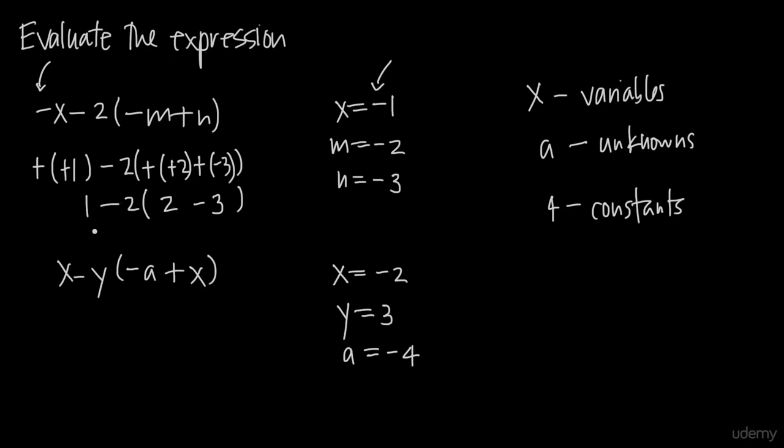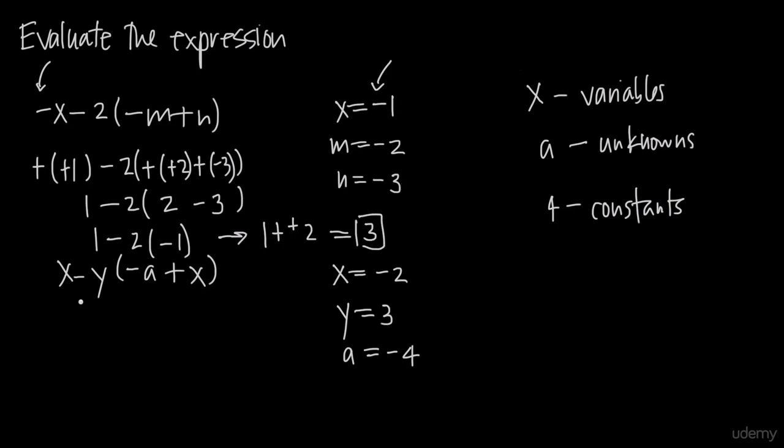Now we're going to simplify the value inside our parentheses, so we'll get 1 minus 2 times the quantity 2 minus 3, which is a negative 1. And then we'll multiply the 2 by the negative 1. 2 times a negative 1 is a negative 2, so we get 1 minus a negative 2, or canceling these negative signs, they become positive. 1 plus 2 is equal to a positive 3, and this is the value we get when we evaluate the expression given these values for the variable and the unknowns.